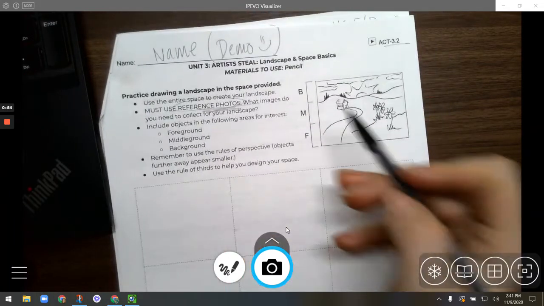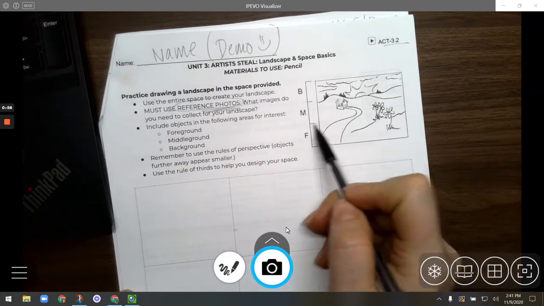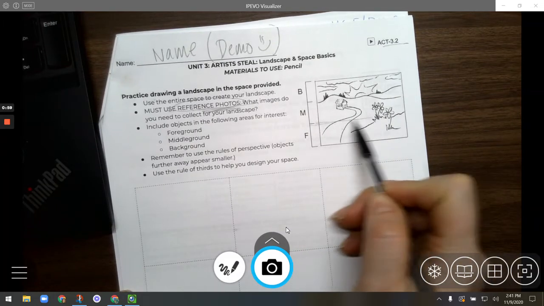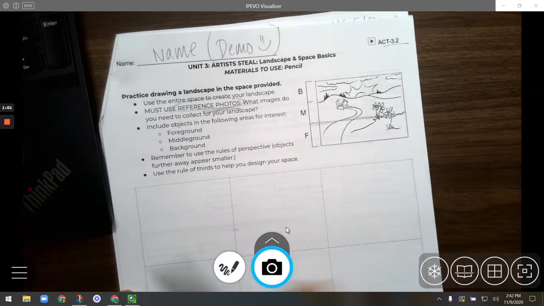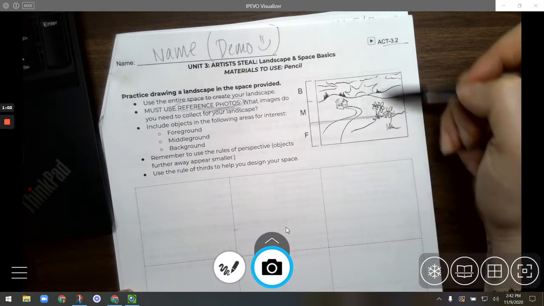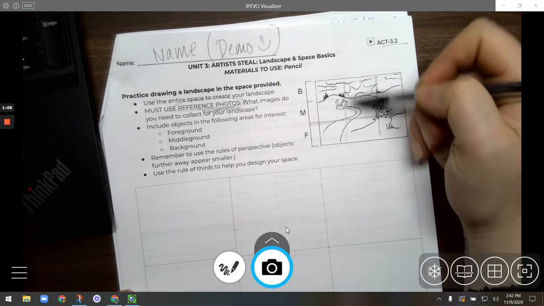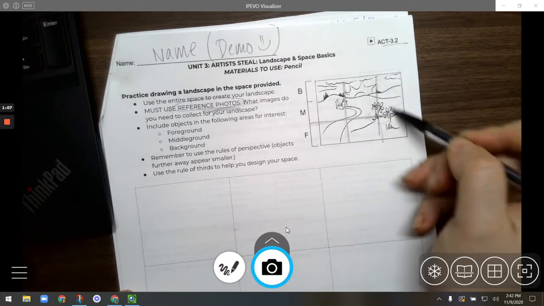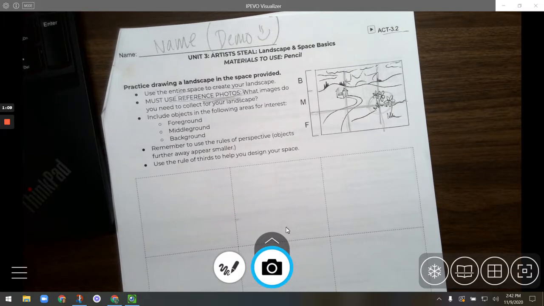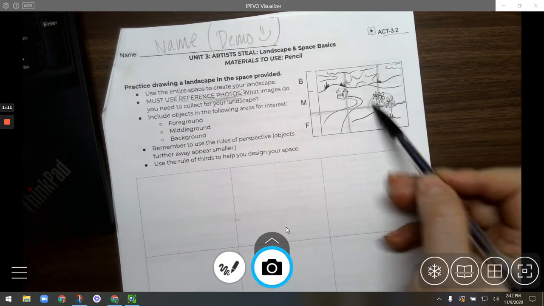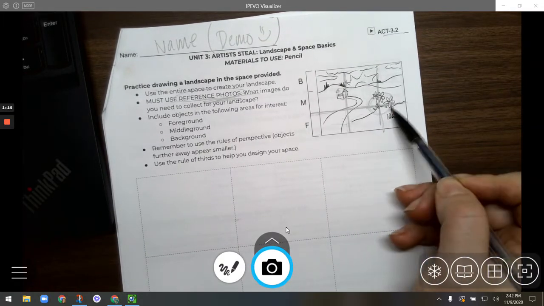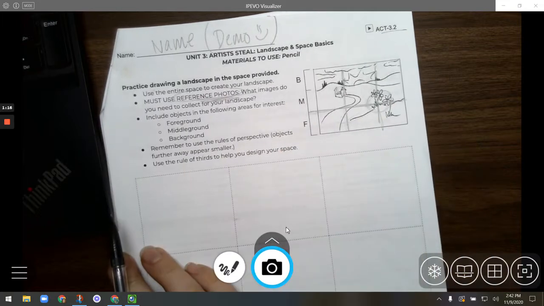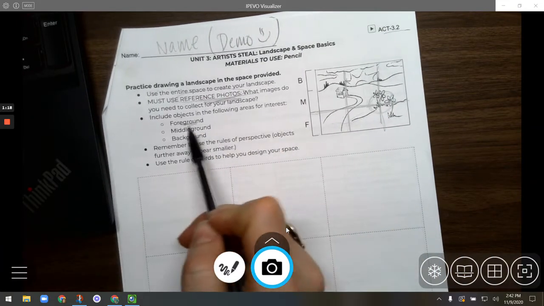So when you look at this example up here, here's your foreground, which is the area closest to us in the image. And you'll notice my flowers, if I draw a vertical third, are sitting right on those lines where they cross. They are larger and they're sitting lower in the composition to communicate that they are in the foreground, the area that's closest to us.